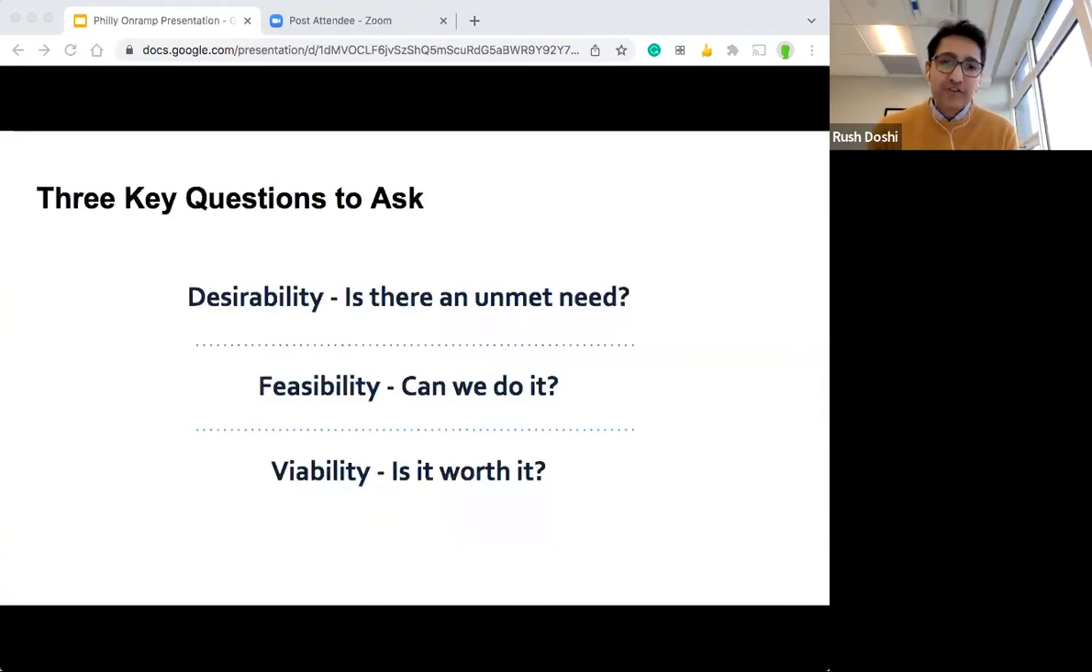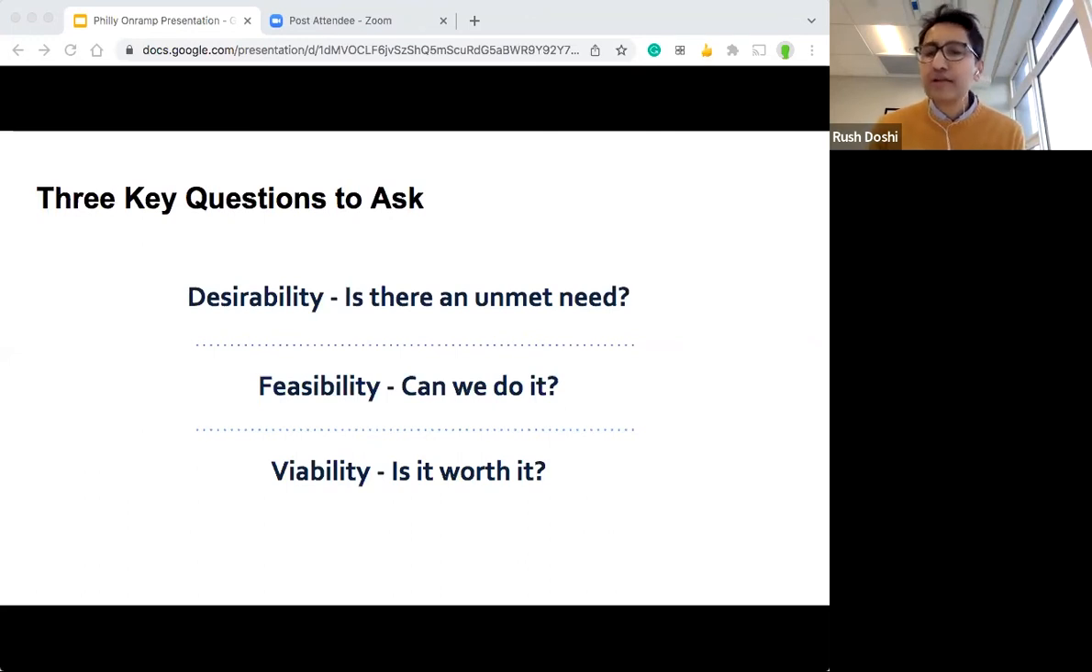I think the main questions you want to make sure to ask yourself during this stage are around three areas. This is the way I would suggest looking at your idea throughout: the desirability lens, the feasibility lens, and the viability lens. Desirability is all around, is there a need for this? Is there an unmet need? How do I know this? How do I feel certain about this?